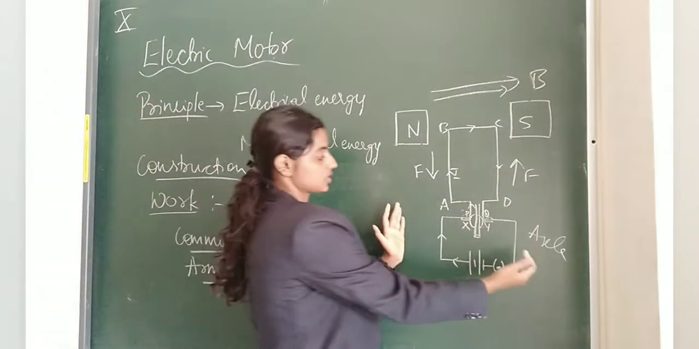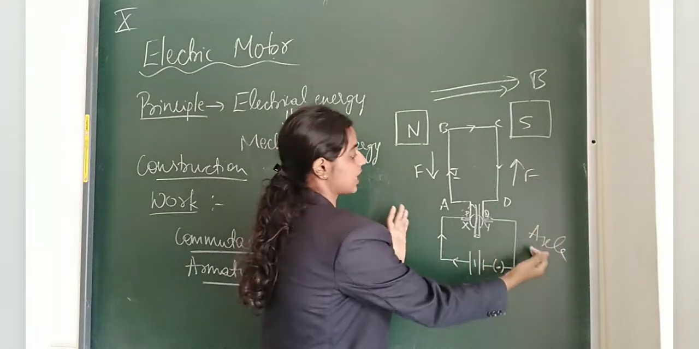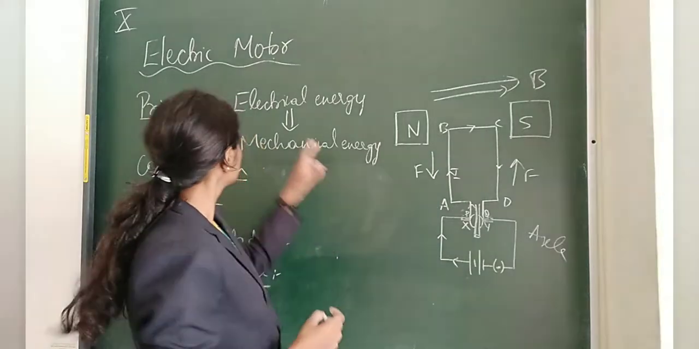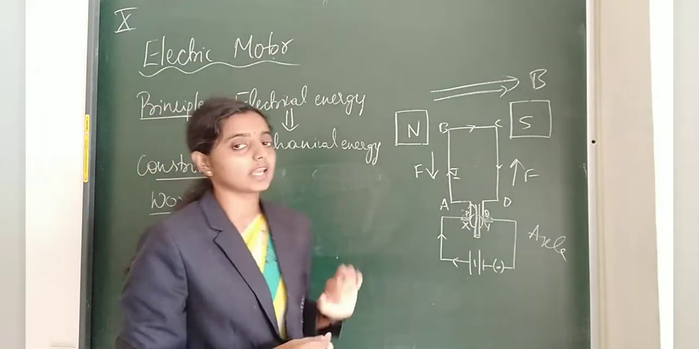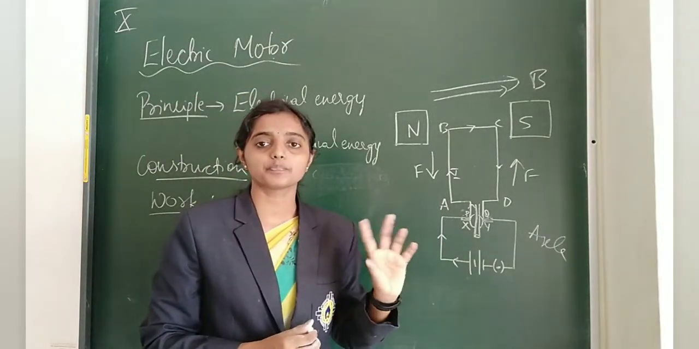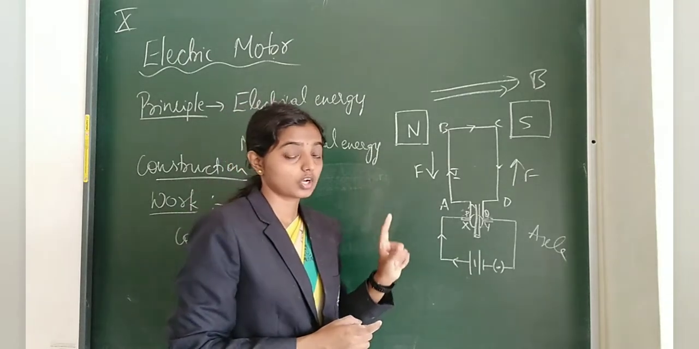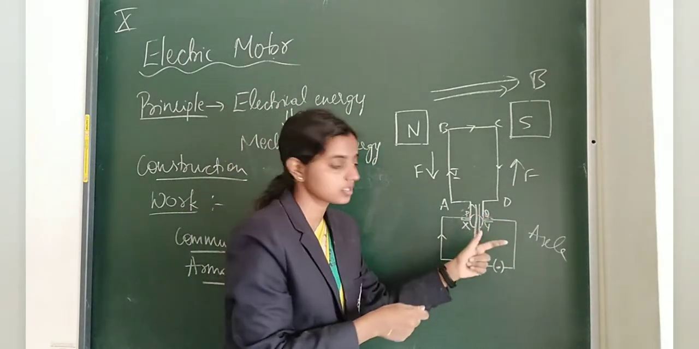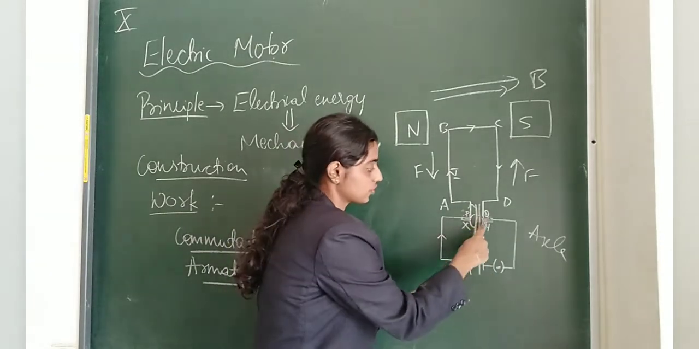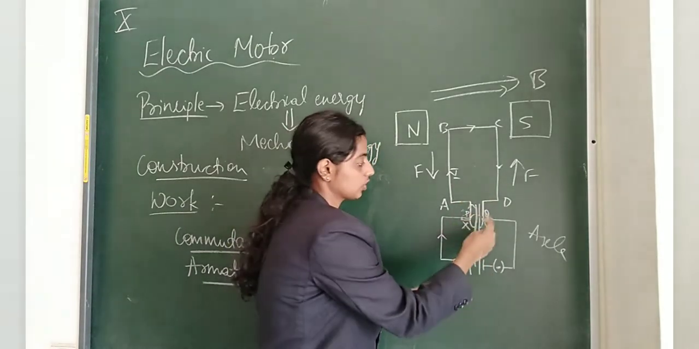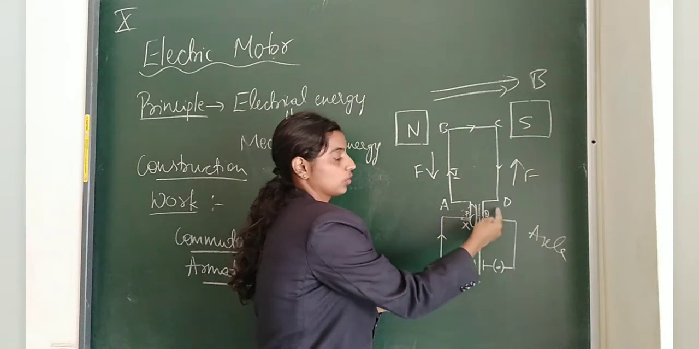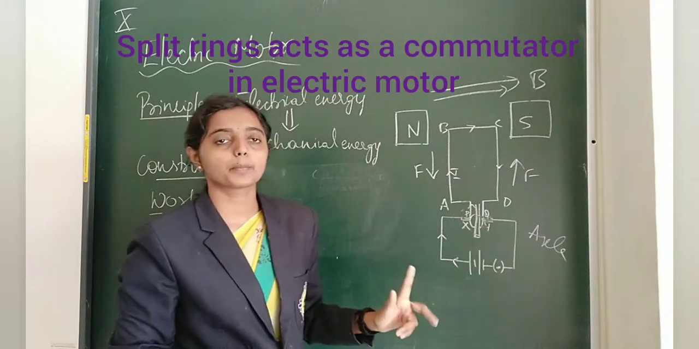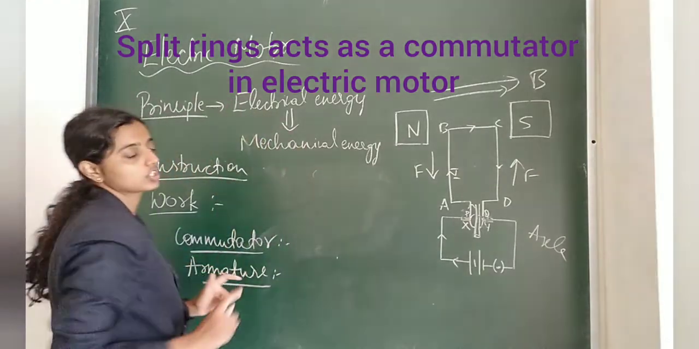And just observe this construction part or this diagram. Which part acts as a commutator in the electric motor that reverses the flow of current? The current will change only when it starts to rotate. So what is the main part which will rotate? These split rings. As a half rotation goes, the Q will come here, P will go that side. So these split rings act as a commutator in this electric motor.